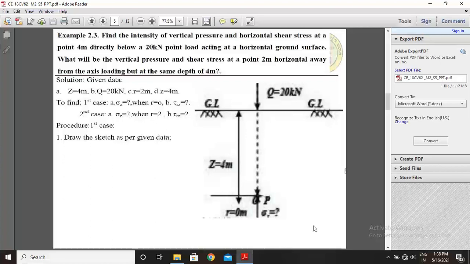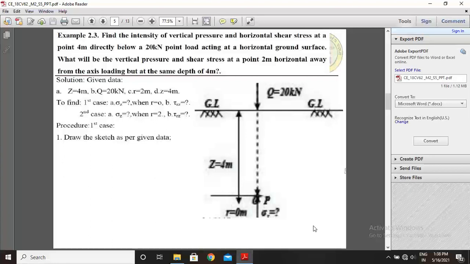Okay, let us see. I will read once again. Find the intensity of vertical pressure and horizontal shear stress at a point 4 meter directly below a 20 kilonewton point load acting at a horizontal ground surface. What will be the vertical pressure and shear stress at a point 2 meter horizontal away from the axis of loading but at the same depth of 4 meters? Okay, so here this problem is two case. Follow the same steps.